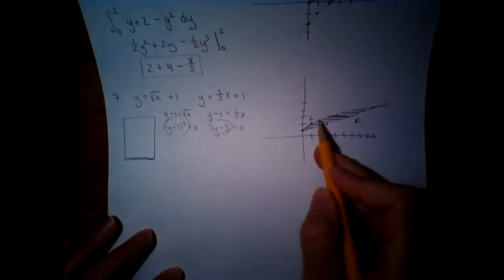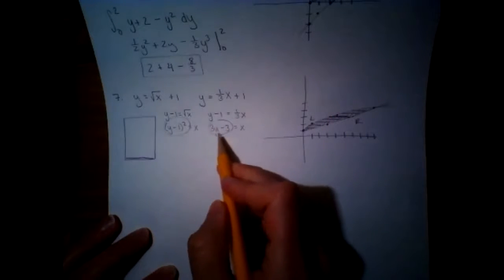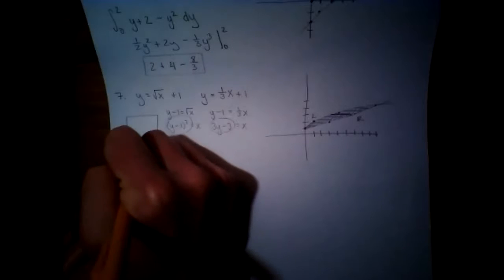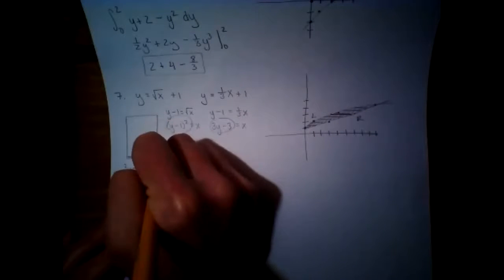Again, we want to do right minus left. So that's the line minus the curve. So the line is 3y minus 3. And then the curve is the (y minus 1) squared.